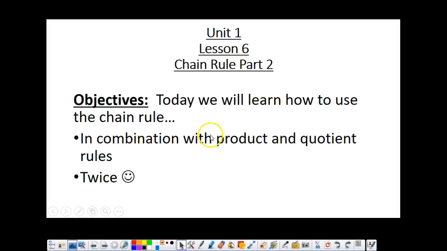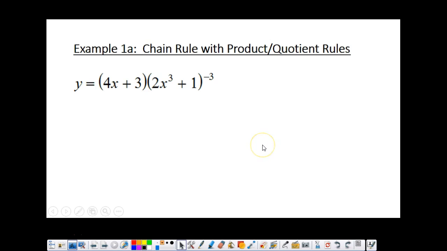So we're going to continue our work with the chain rule, but we're going to turn it into a little bit more of a challenge today, because we're going to do the chain rule in combination with other rules. So we're going to do the chain rule with the product rule. We're going to do the chain rule with the quotient rule, and we're also going to do chain rule twice, so you can see what that looks like. All right. So here's our first example. Go ahead and write down example 1.